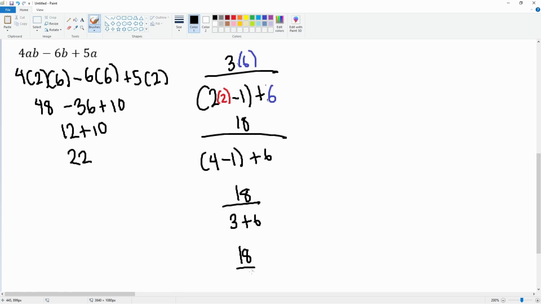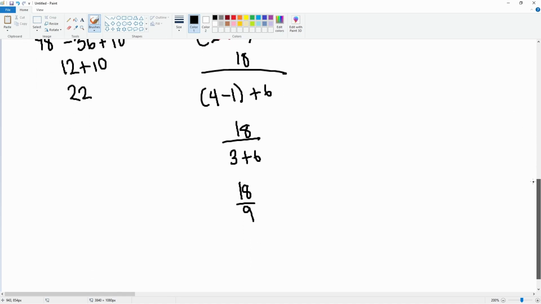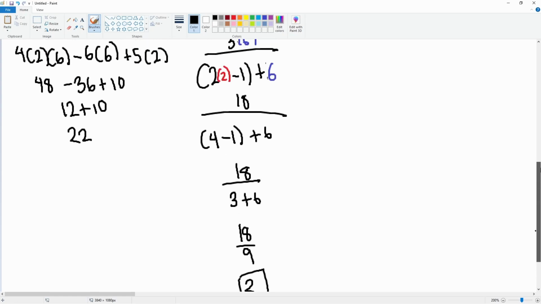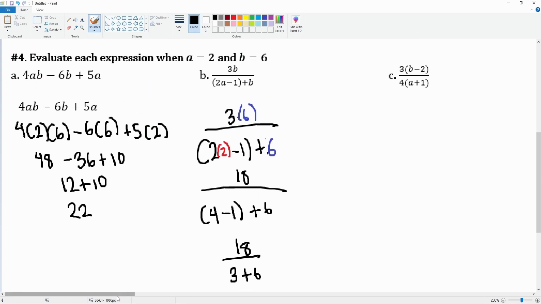So 18 over 9. And that can simplify. 9 goes into 18 2 times. 9 goes into 9 1 time. So 2 would be the final answer. Okay, there you go. And the last one.